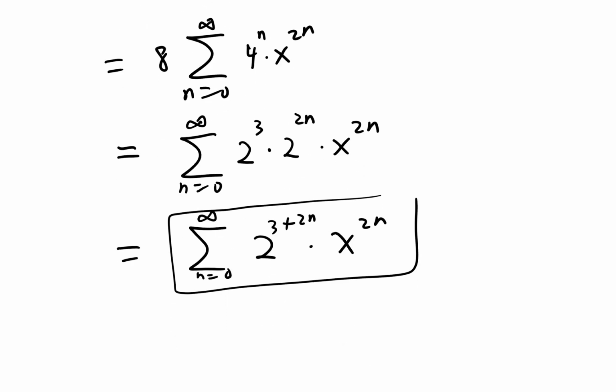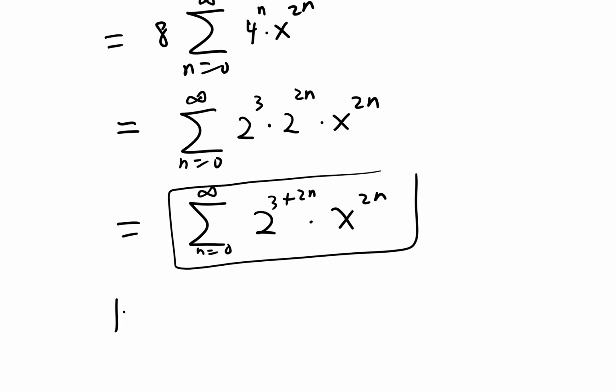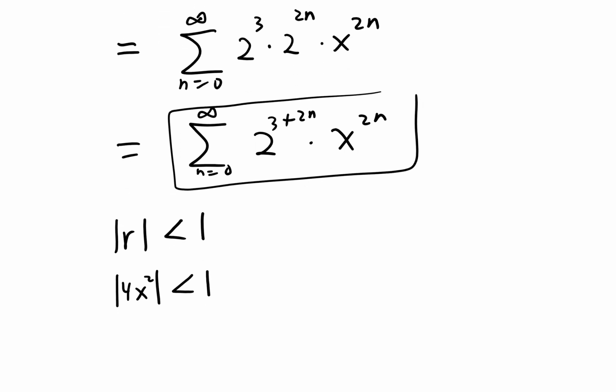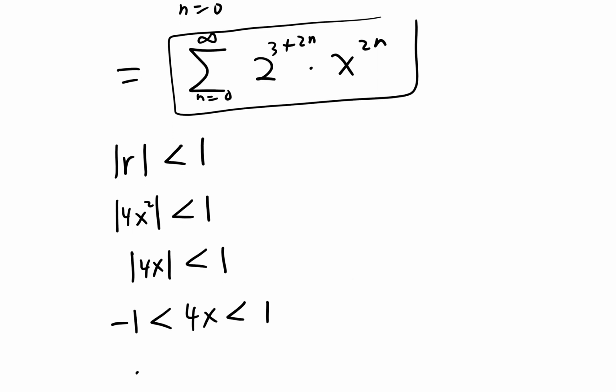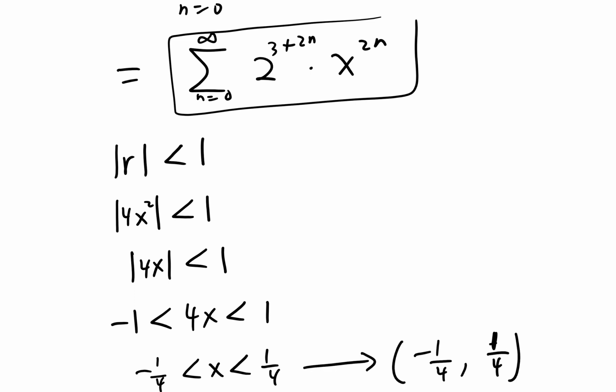Now find the radius of convergence. Remember, the absolute value of r has to be less than 1. R is 4x squared, less than 1. Because we have an absolute value, it is the same as if you just do 4x, less than 1, bigger than negative 1. Then divide everything by 4. So the interval of convergence would be negative 1/4 to 1/4.